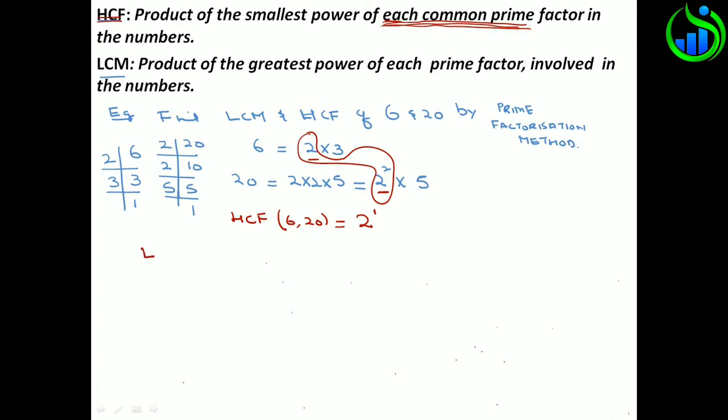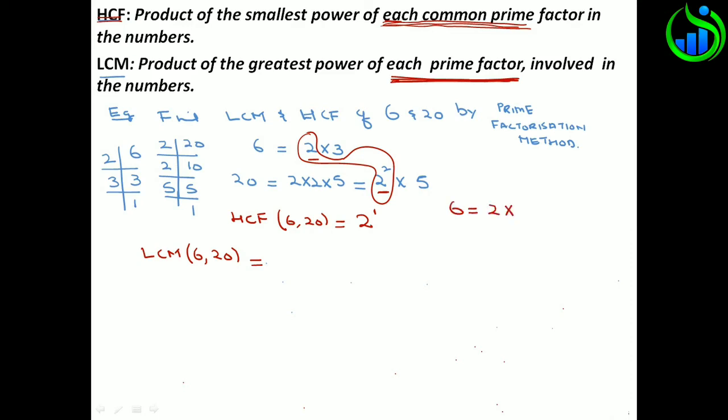Next, LCM. LCM of 6 and 20: LCM is the product of the greatest power of each prime factor involved in the numbers, common or not.